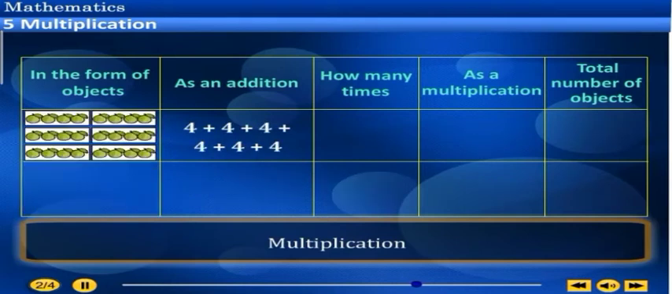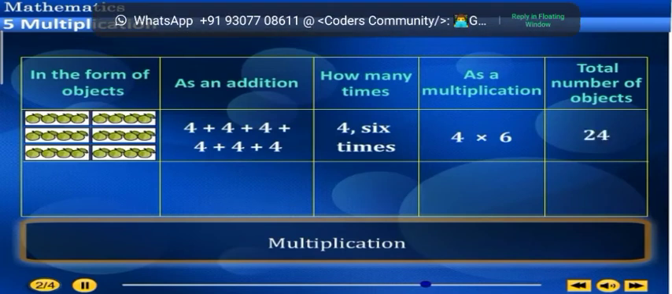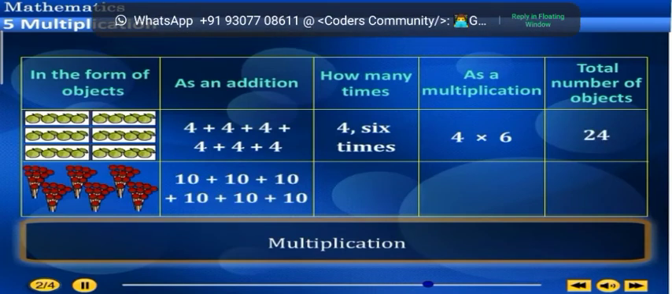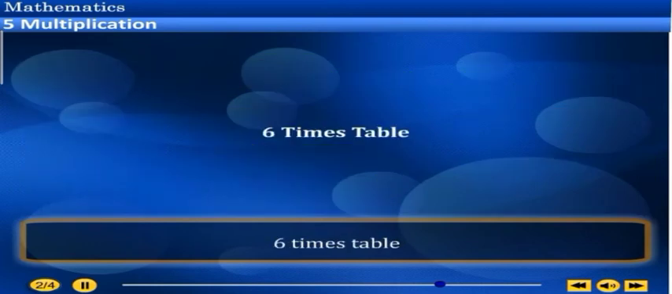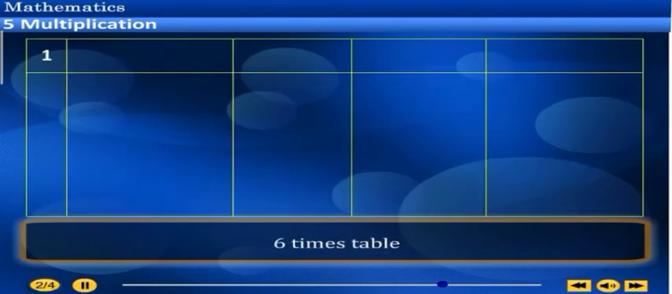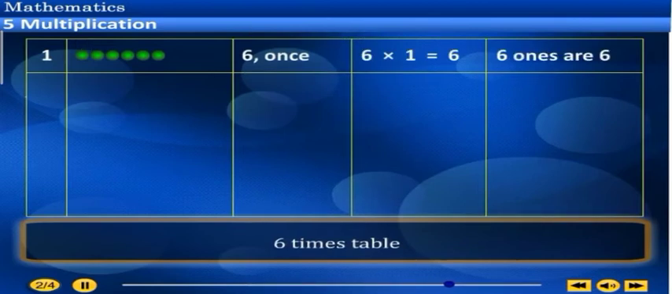4 plus 4 plus 4 plus 4 plus 4 plus 4. 4 6 times, 4 multiplied by 6 is equal to 24. 10 plus 10 plus 10 plus 10 plus 10 plus 10. 10 6 times, 10 multiplied by 6 is equal to 60. 6 times table. 1, 6 ones, 6 multiplied by 1 is equal to 6.